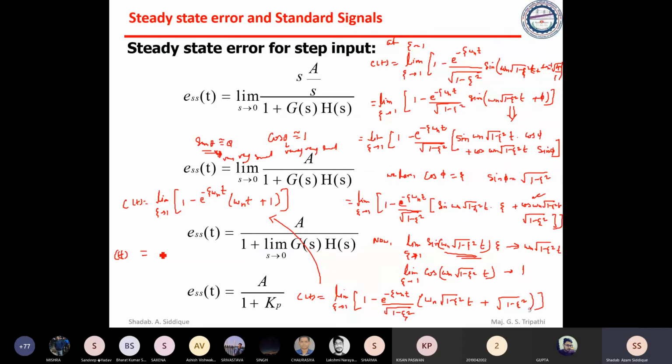So C of t can be written as 1 minus e to the power minus omega n t, into omega n t plus 1. This is the response we are getting for zeta equal to 1. This is for the critically damped system. This is called the critically damped system.